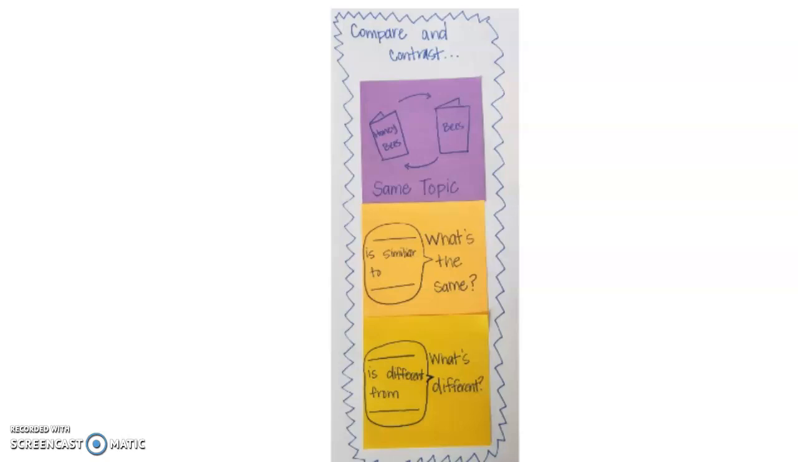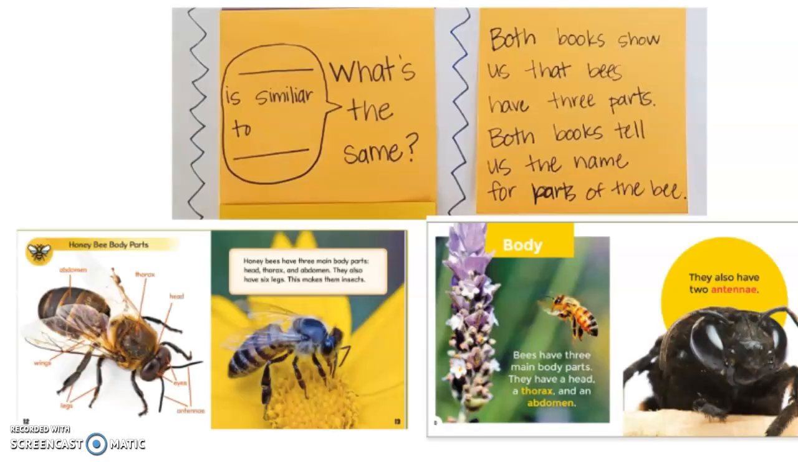Now, let's think about what is the same about the two books and what is different. When we look at what is the same about both honeybees and bees, we can see that both books show us that bees have 3 parts. Both books also tell us the name for the parts of the bee.